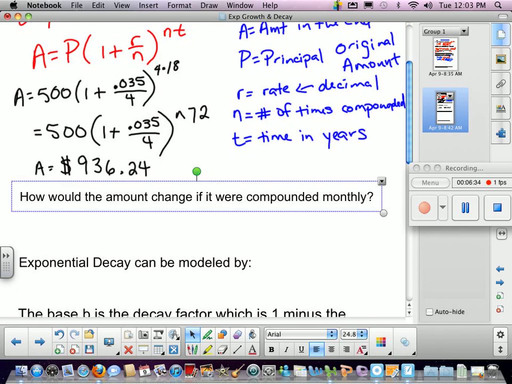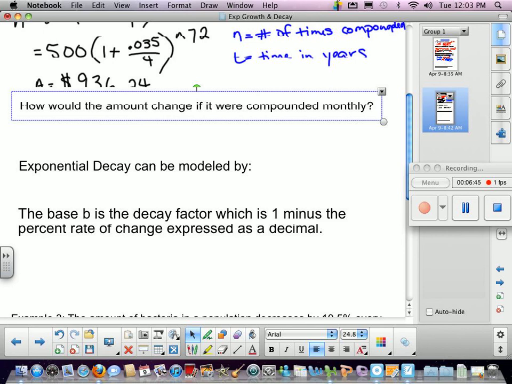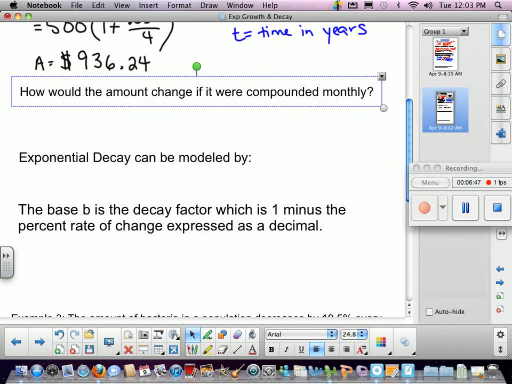And what I want you to think about for tomorrow's class is how would the amount change if it were compounded monthly. All right. So think about that on your own, and we'll talk about that tomorrow. What we're going to talk about last is exponential decay.